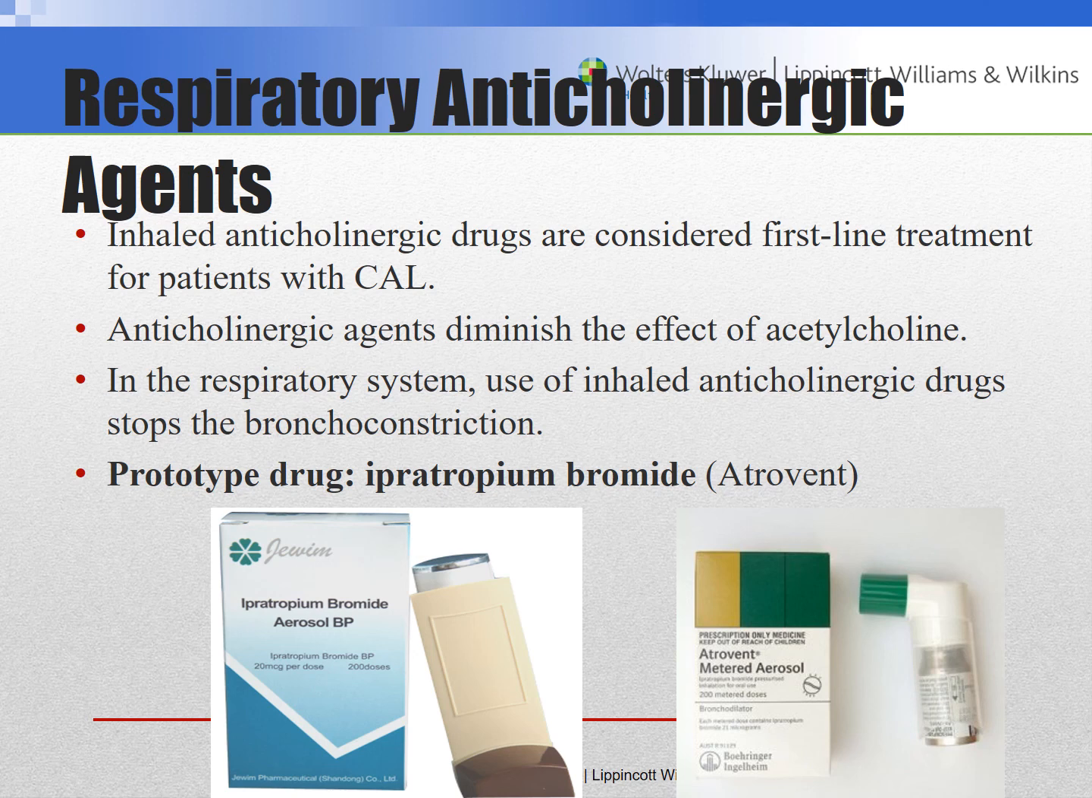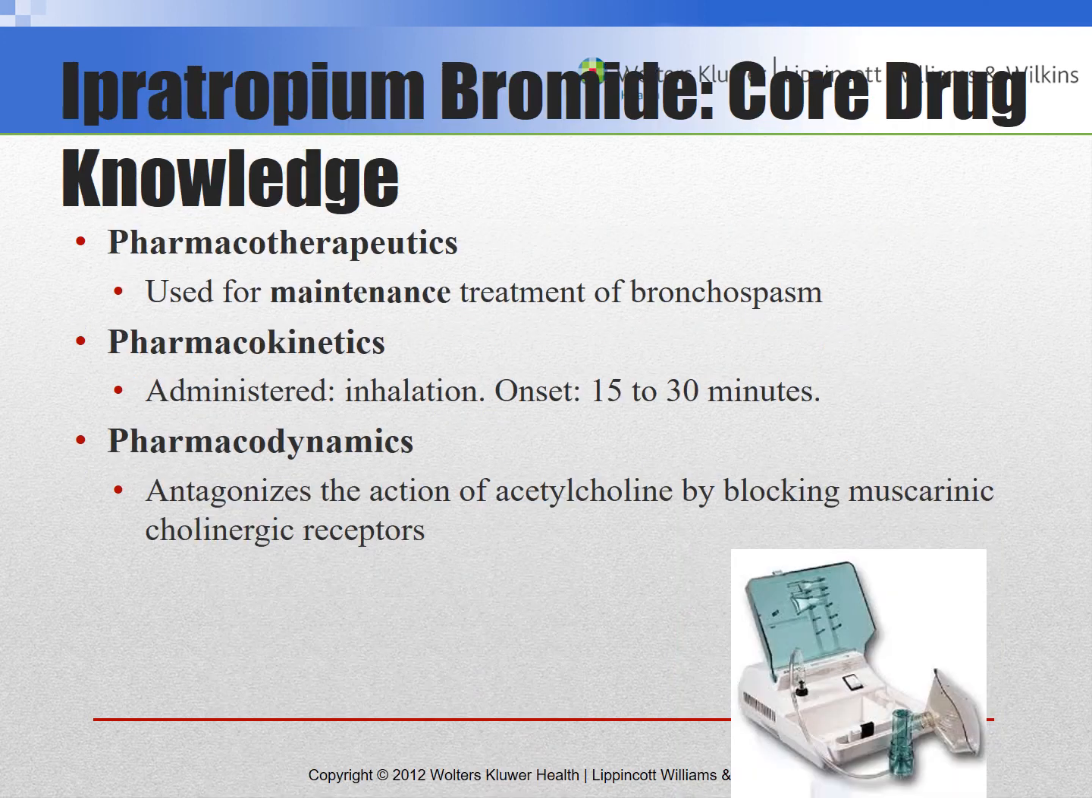In the respiratory system, the use of an inhaled anticholinergic drug stops that bronchoconstriction that occurs. And our prototype drug here is ipratropium bromide, or Atrovent. Pharmacotherapeutics: it is used for maintenance treatment of bronchospasm. It's not typically one that we give in an emergent type situation. It is administered by inhalation. Its onset is 15 to 30 minutes.